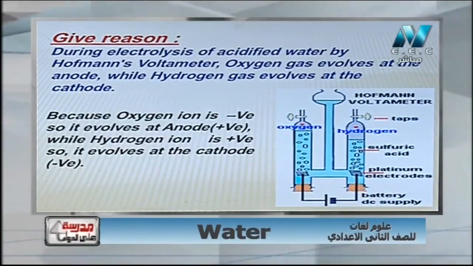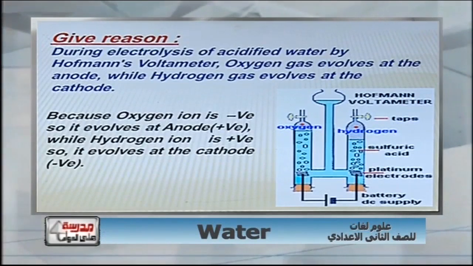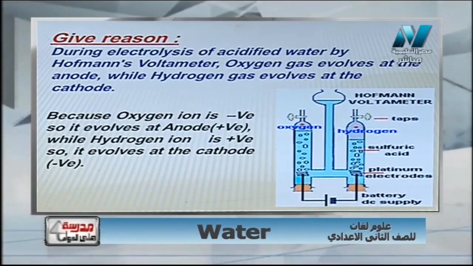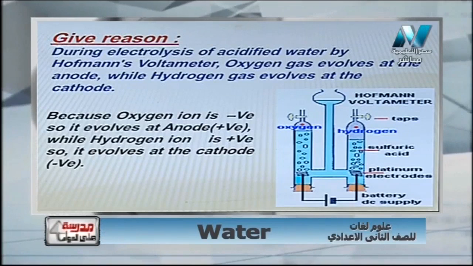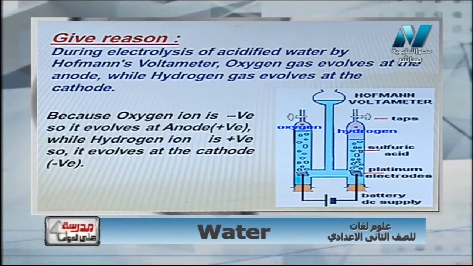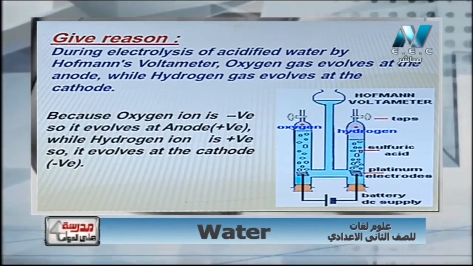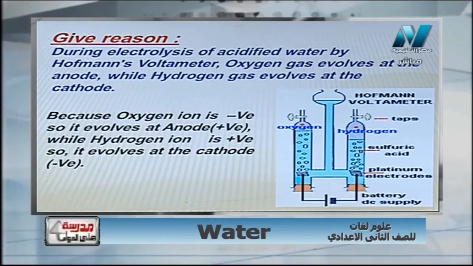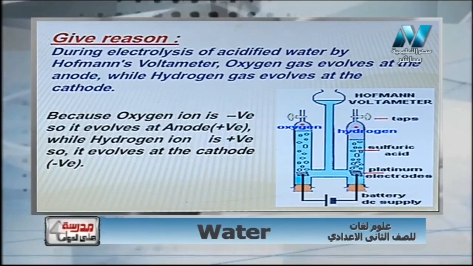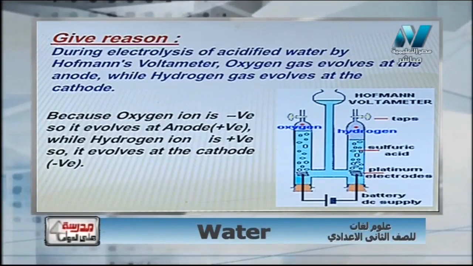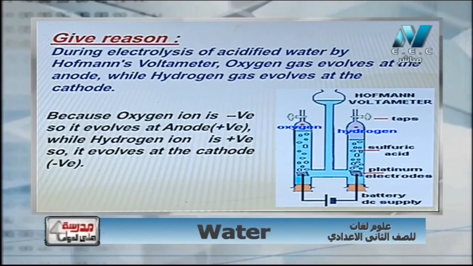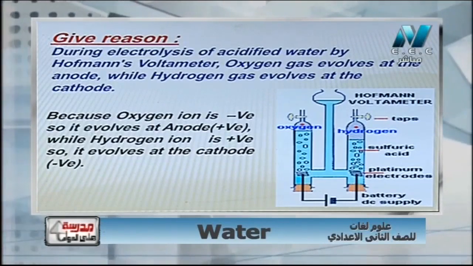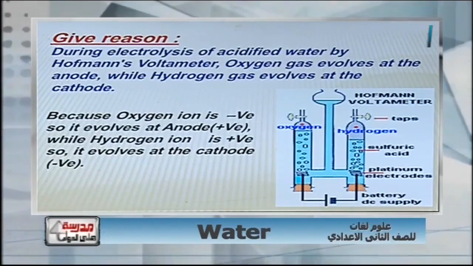Because oxygen ion is negative, so it evolves at the anode, and the anode is positive. While hydrogen ion is positive, so it evolves at the cathode, which is negative. And this diagram shows us the difference between oxygen and hydrogen in volume. The hydrogen is double the oxygen volume. Okay? Let's have a problem here.